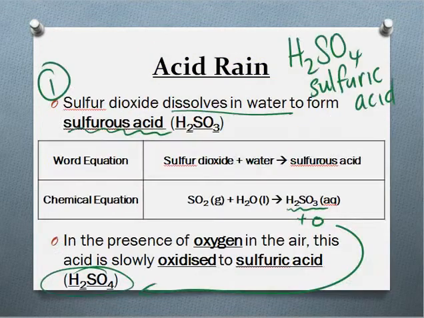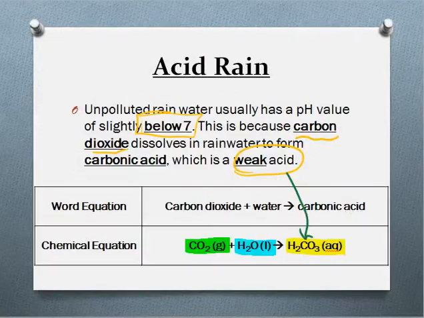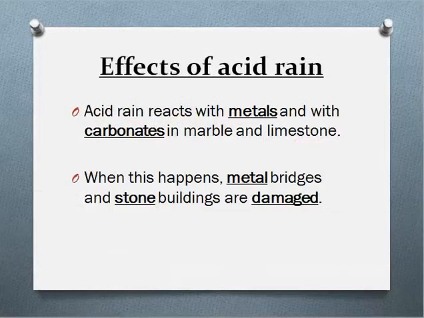So we have covered acid rain, and talked about the equations: sulfurous acid being formed, nitric acid being formed, carbonic acid being formed, but this is not the main component of the acid rain. And now let's move on.